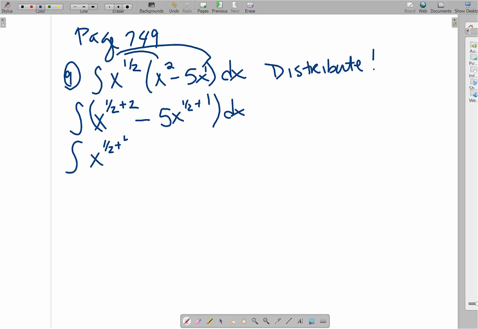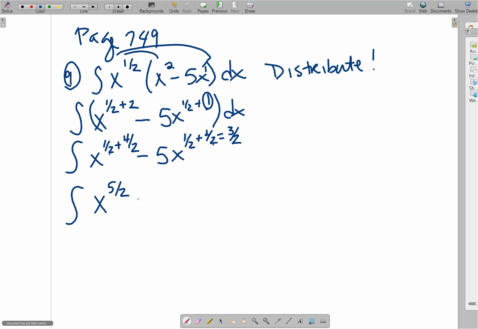Let's simplify that. That would give us x to the 1/2 plus, I'm going to rewrite that 2 as 4/2 because I need to have the same bottom number to be able to add these two. And that would give me x to the 5/2. Look that over, make sure you follow your basic fractions. Minus 5x to the 1/2, and I'm going to change this 1 to be 2/2 because it has to have the same bottom number, which gives me 3/2. So I would have minus 5x to the 3/2.